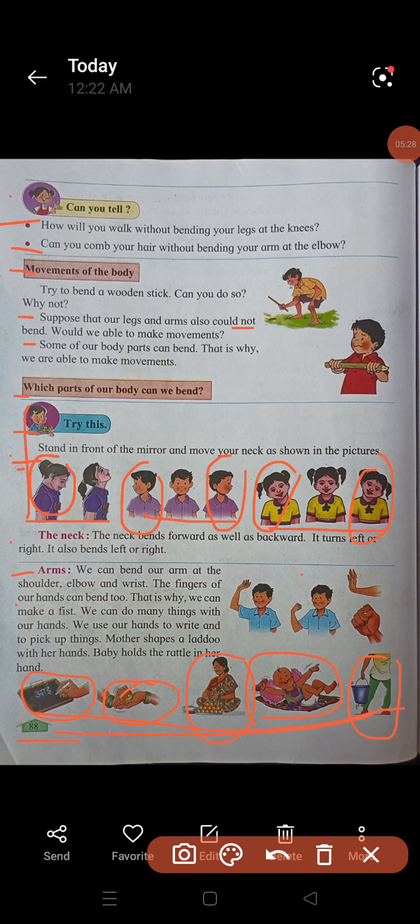Now, as you have seen about the neck and arms, how they can bend, there are more body parts which can be bent. About that, we will discuss in the next session. I hope you have understood about this page. You must try this activity at home. Just stand in front of the mirror and try to make the movements with your neck.